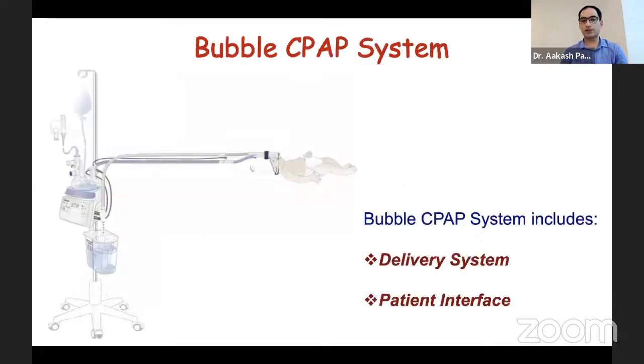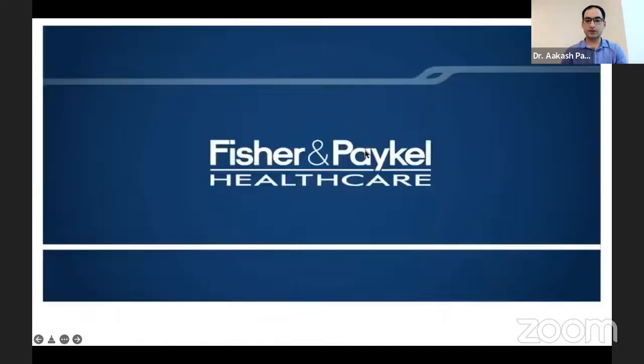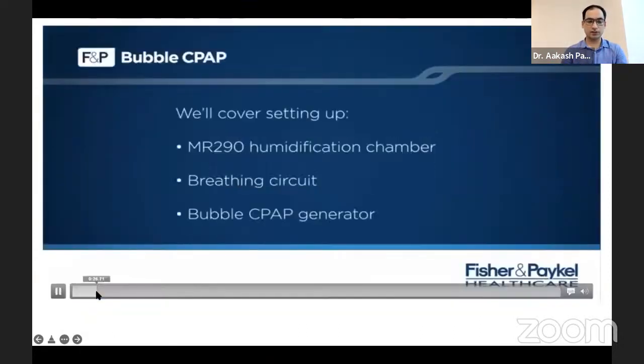Now, coming to the bubble CPAP assembly, it usually has two major parts. One is the delivery system, and the other is the interface, which connects and delivers these gases at a set pressure to the baby. This is the delivery system. We'll discuss this.